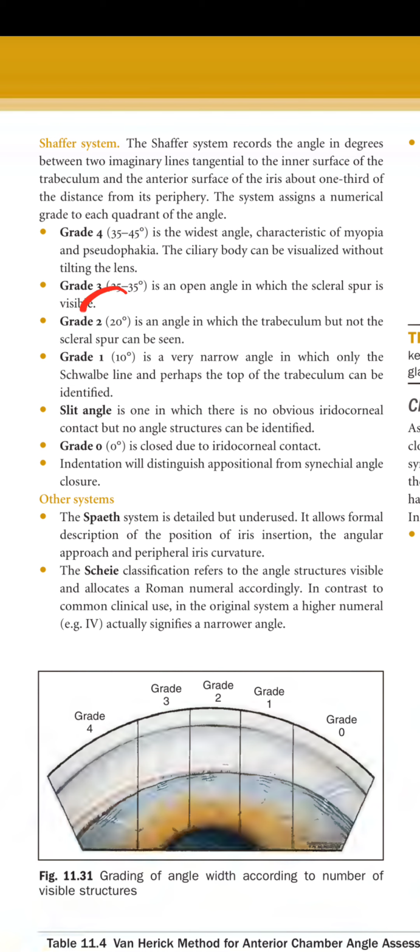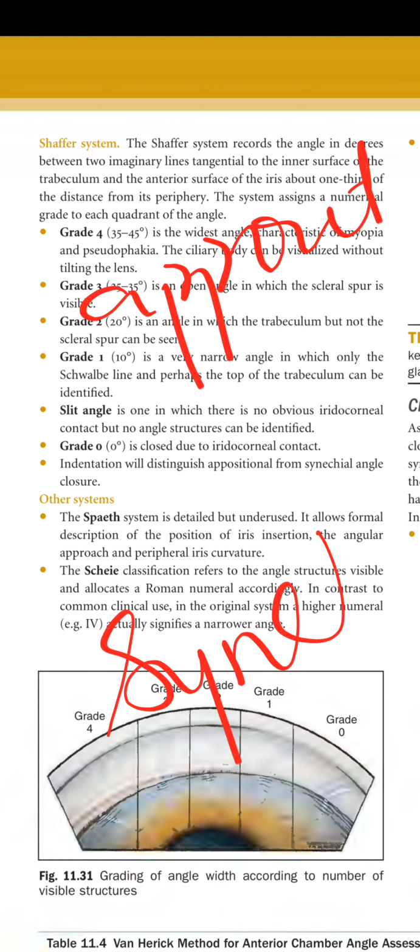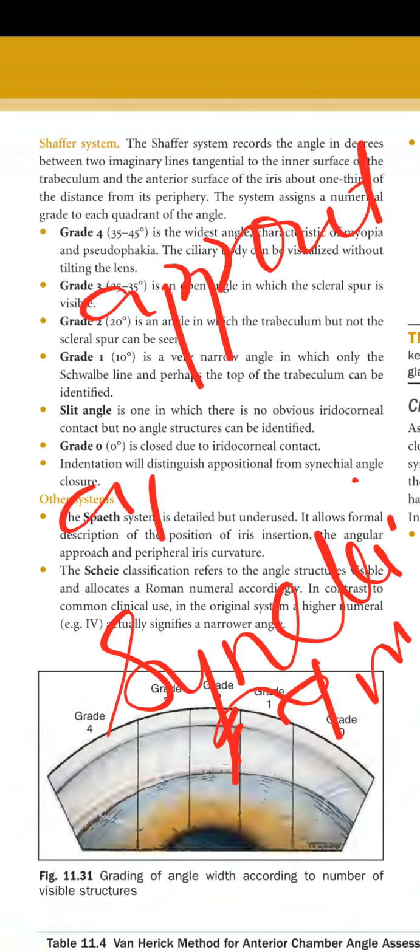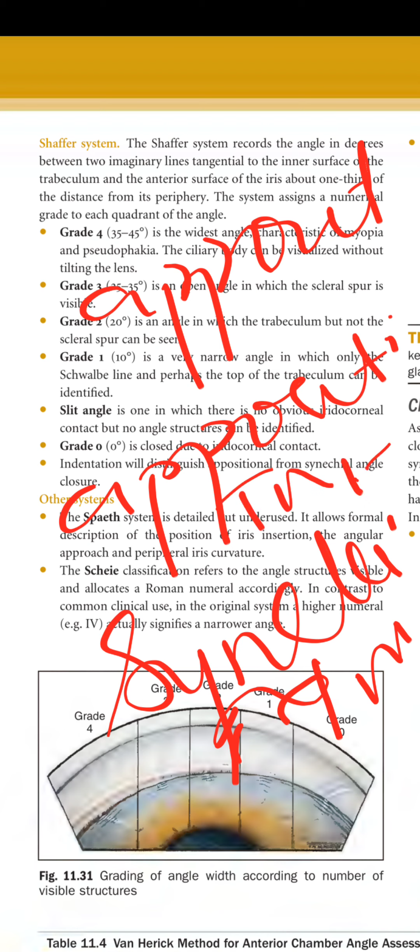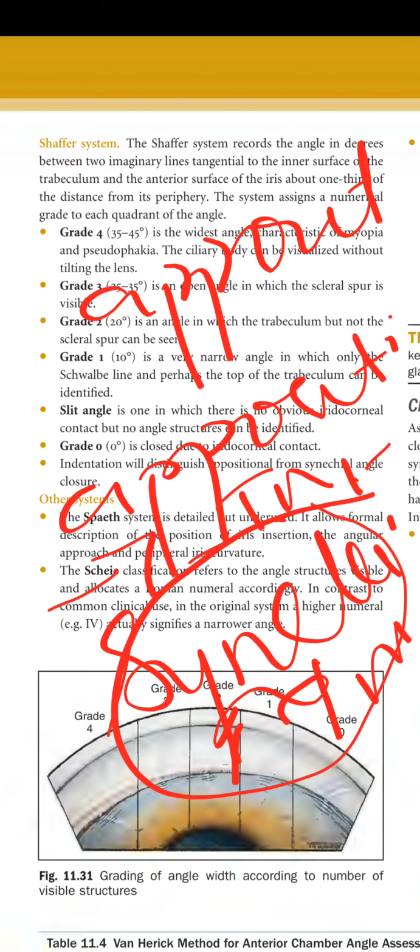So what is the difference between the appositional and synechial? Synechiae are basically the adhesions that are formed between the iris and the cornea. So in a case of apposition, when there is just a contact of the trabecular meshwork to the cornea, when you indent the angle, it will slightly open up. But in case of synechial angle closure, even with indentation, because there are adhesions that are formed, there will be no opening.